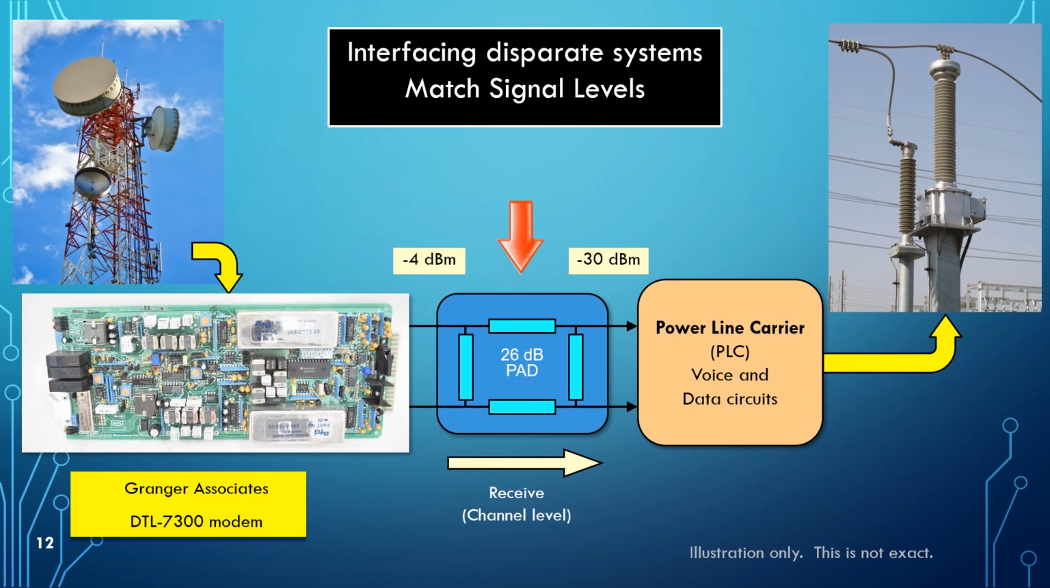Here is a visual of what the system looks like for connecting a Grainger Associates MUX or the DTL 7300 modem. It comes out at, let's say, -4 dBm, and you need to repeat this signal by going into the power line carrier systems. Now that system might require -30 dBm, so you need to attenuate the signal down from -4 to get it down to -30 dBm. So you need to put a pad into that circuit, and this is the receive level. There is one similar for the transmit level also.